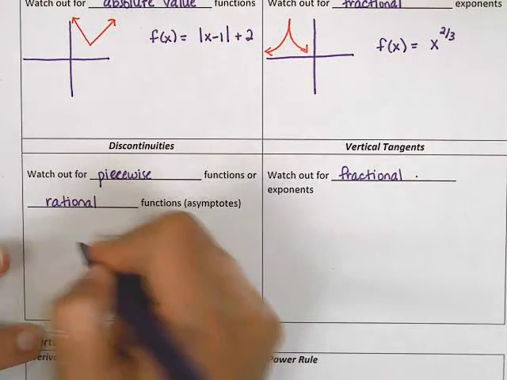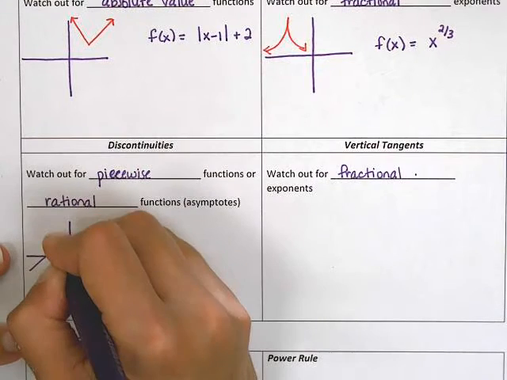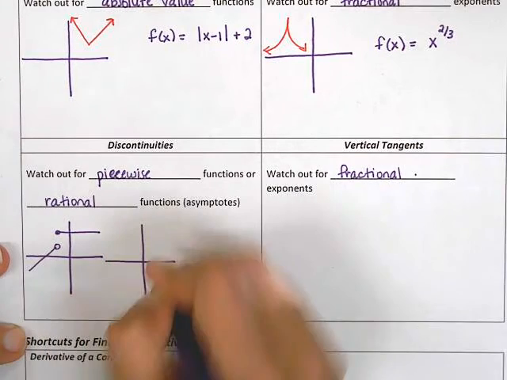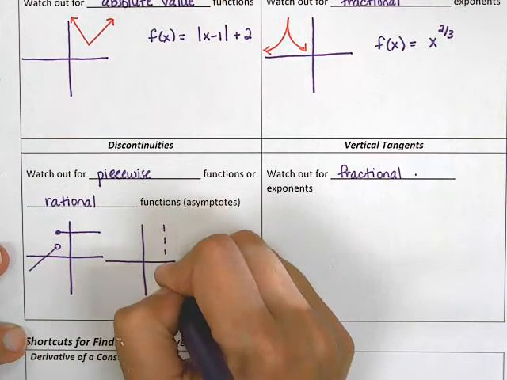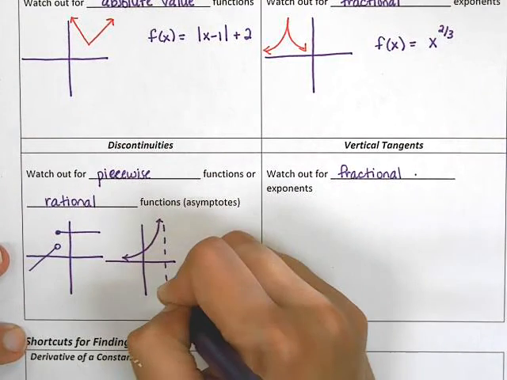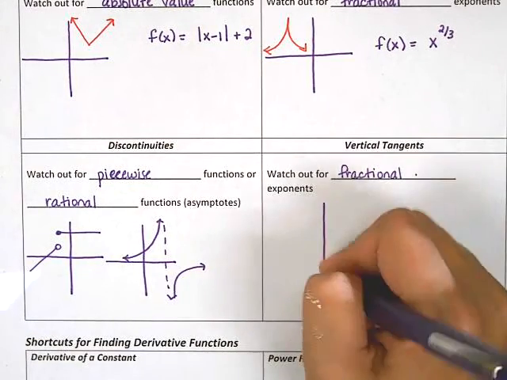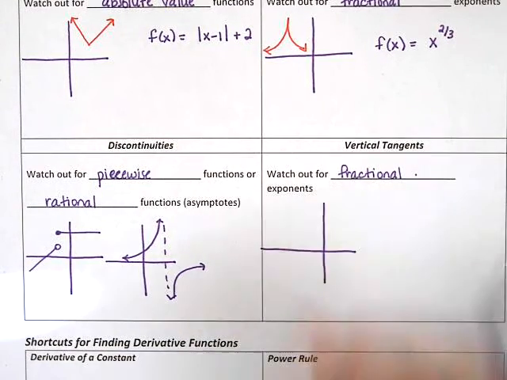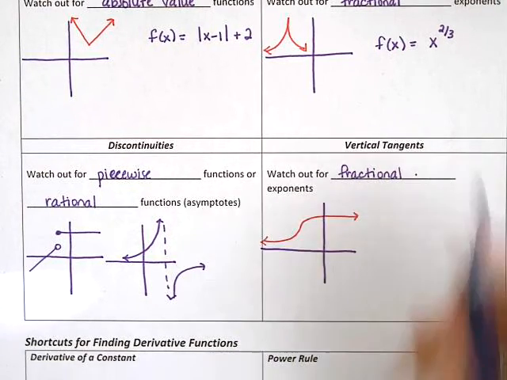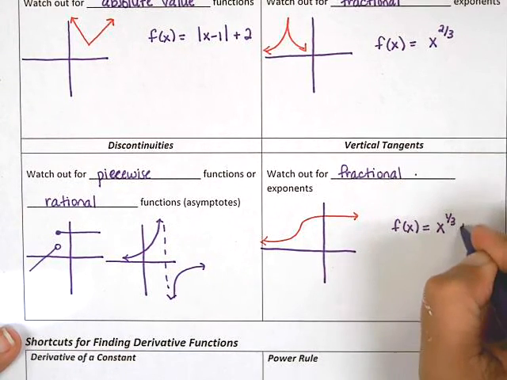Piecewise functions or rational functions would have jumps or asymptotes. And vertical tangents are when your graph has a really, really steep spot. And that would be like functions like x to the 1/3 plus 7.